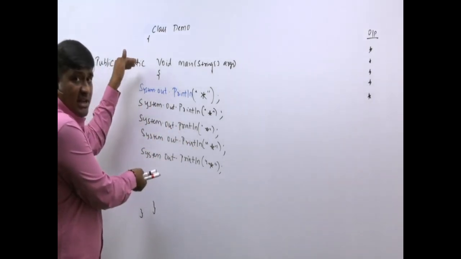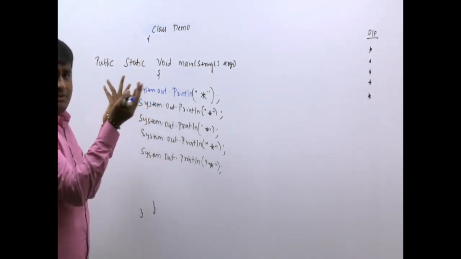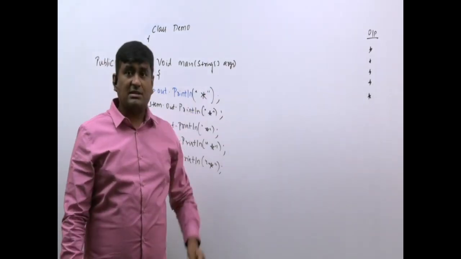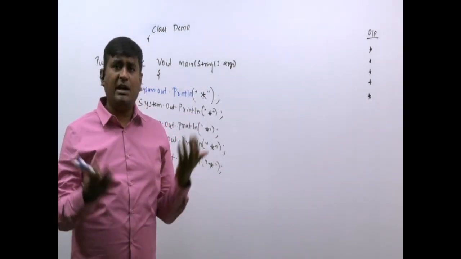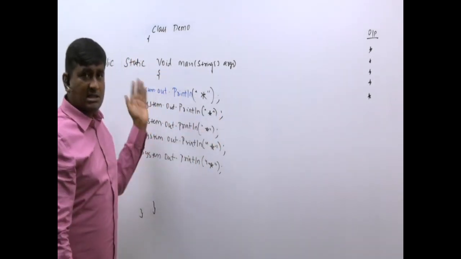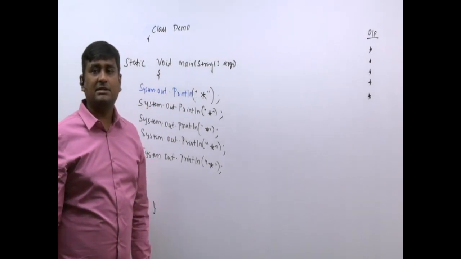Like that, 10 times I will write. Obviously, my code size will be something like 15 or 16, sir. Okay, assume you want to print 100 stars. Then how many lines of code will you be writing? 100 plus, sir. Because 100 times I will be writing System.out.println star, System.out.println star, like that.